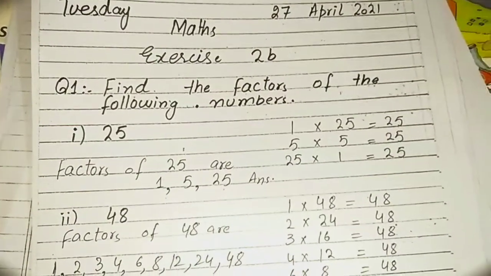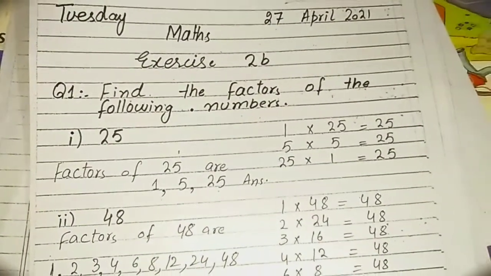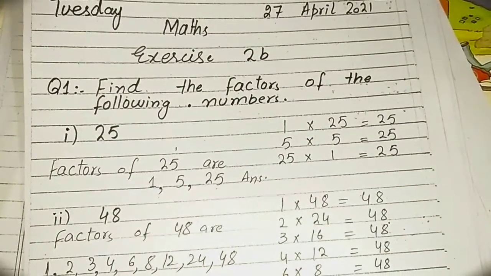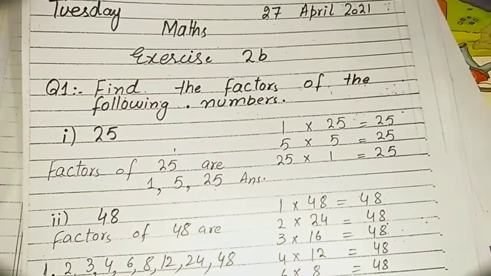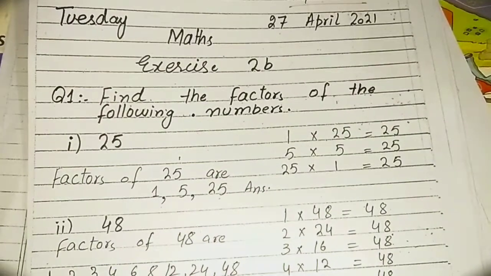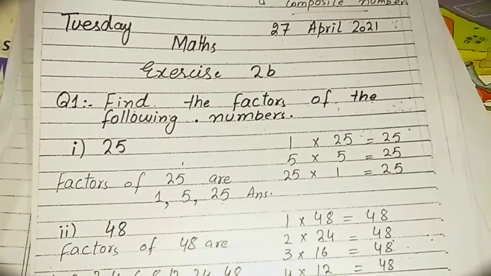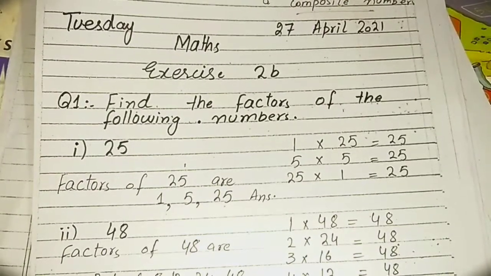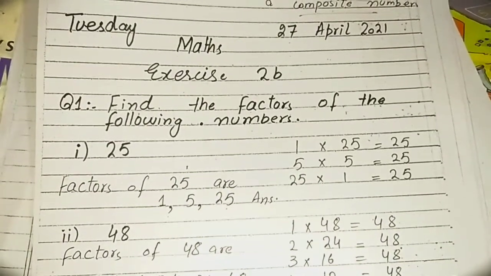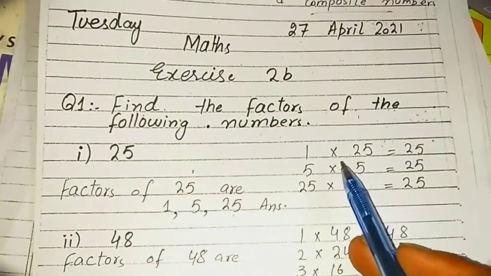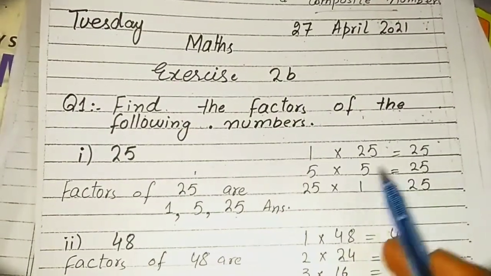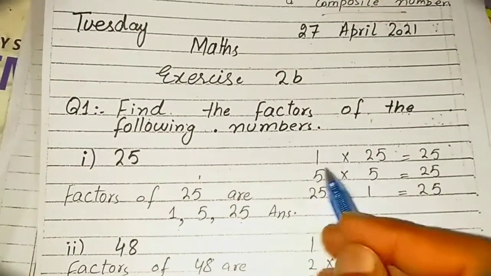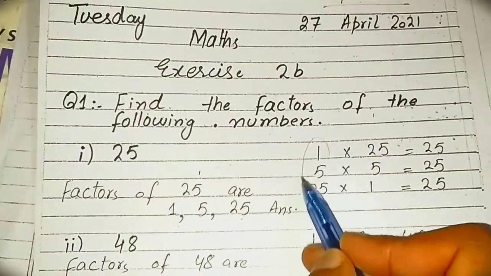Now, as we have learned about prime numbers and composite numbers, now moving to exercise 2b, question number 1, which is to find the factors of the following numbers. Part 1 is 25. So we have to check that 25 is divisible by what numbers. Here, as we know that 1 into 25 is equal to 25, 5 fives are 25 and 25 ones are 25. So our factors are 1, 5 and 25.